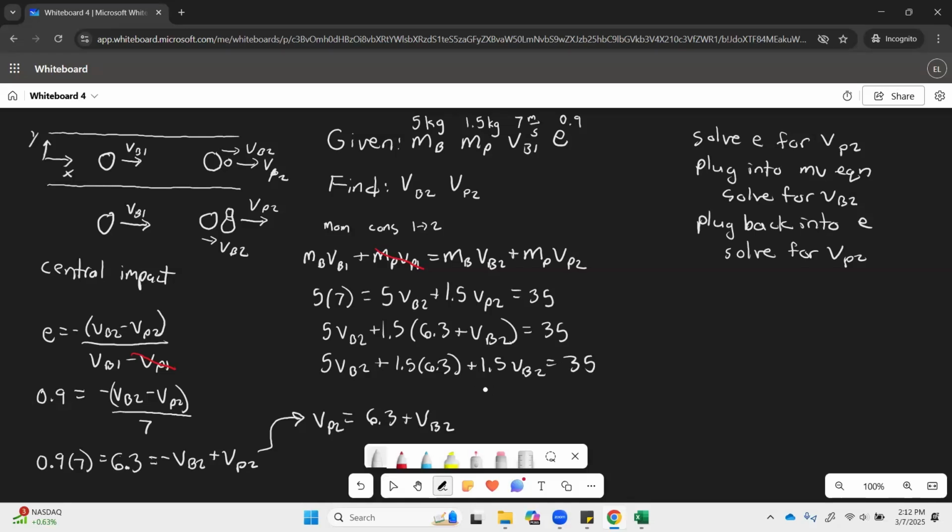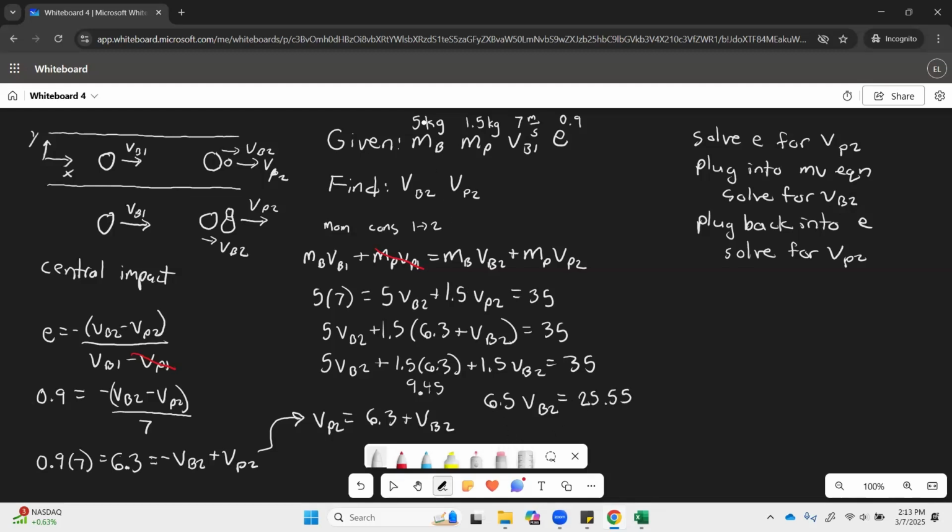And then we rearrange, let's see, we should multiply this 1.5 and the 6.3 together, and that will get 9.45. And then finally we have the 5 plus the 1.5, which is 6.5, VB2 equals the 35 minus the 9.45, which is 25.55.